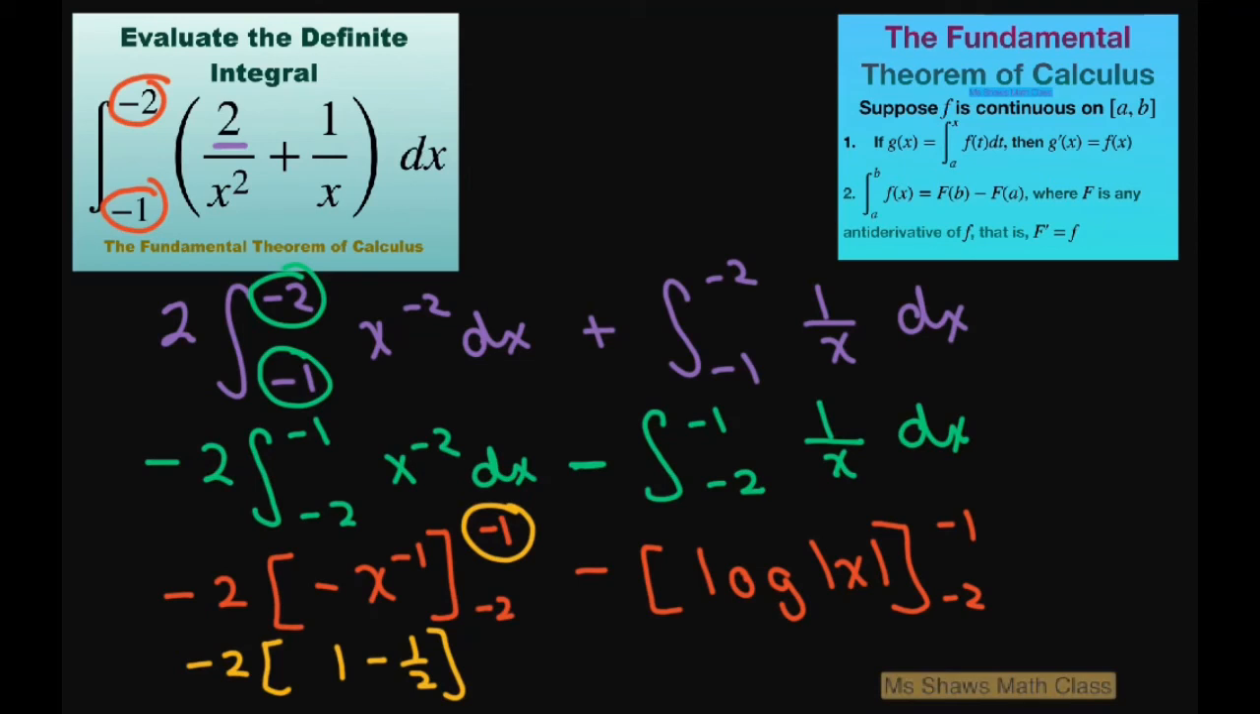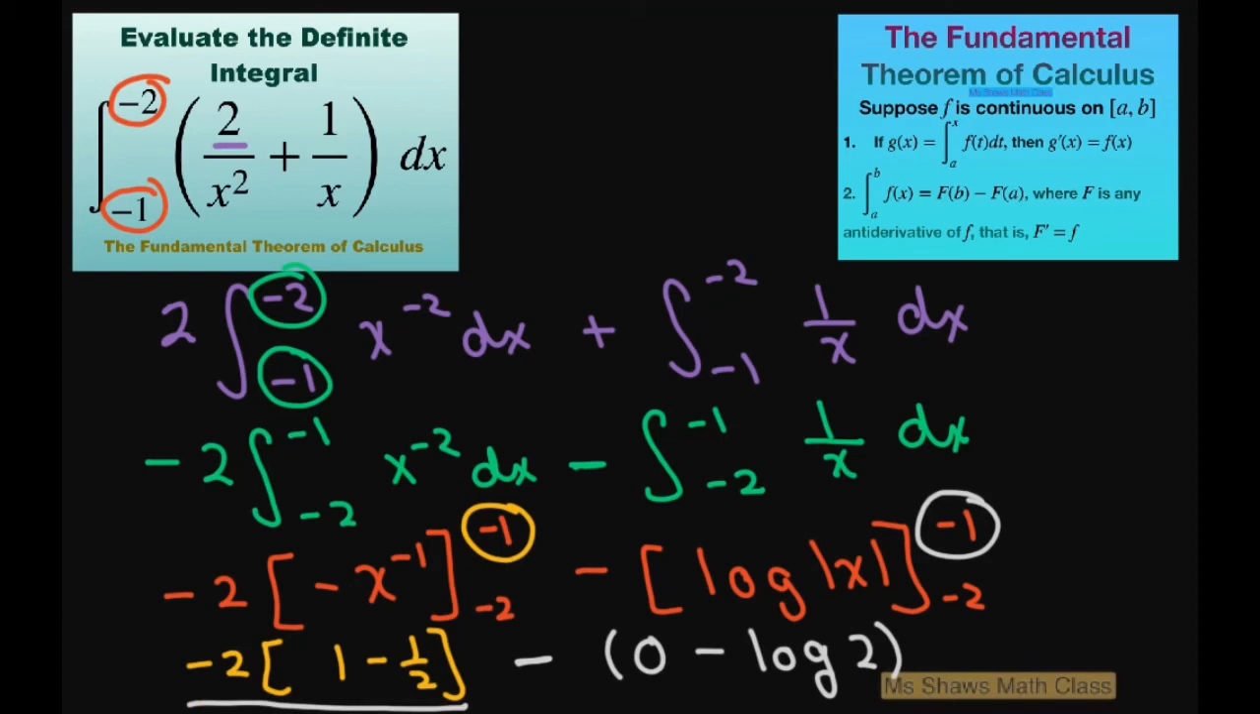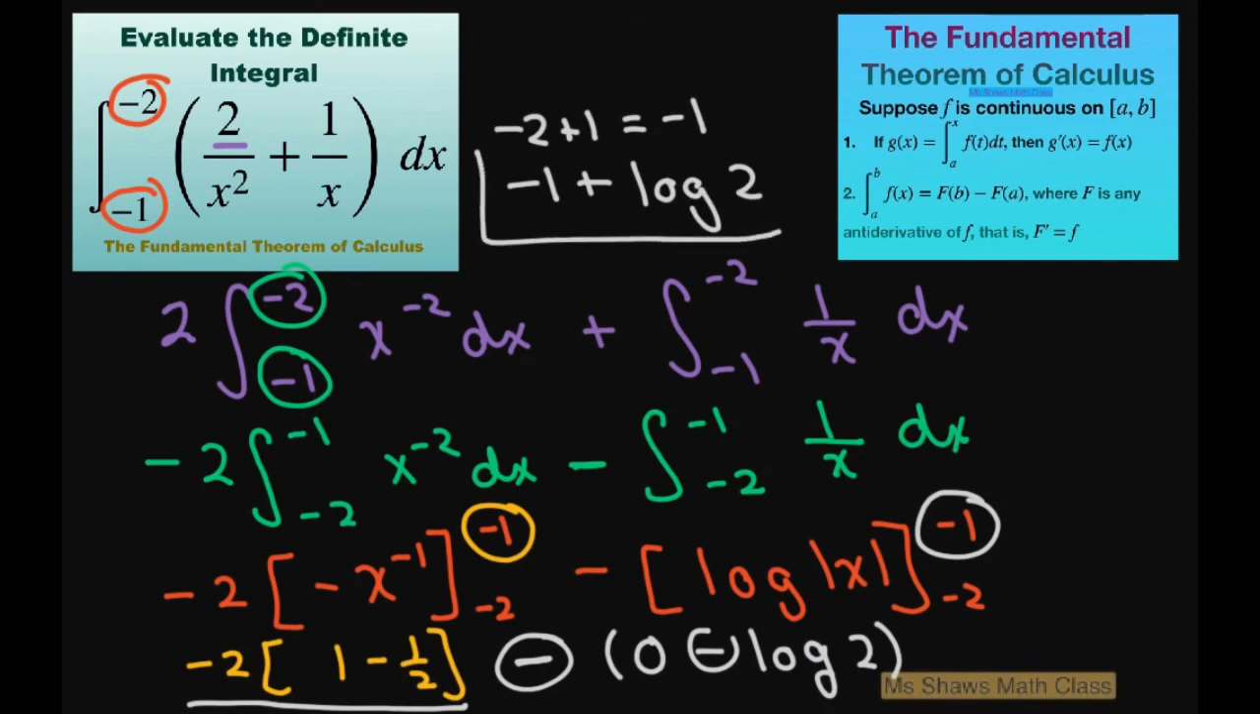Alright, so now let's do this one. So this is going to be minus log of -1, or log of 1 is just 0. So that's going to be 0 minus log of 2. Alright, and what happens here, this is going to equal -1, because you're going to have -2 plus 1. So that's going to give you -1 plus, you have 2 negatives here, log of 2. So that will be your final answer.